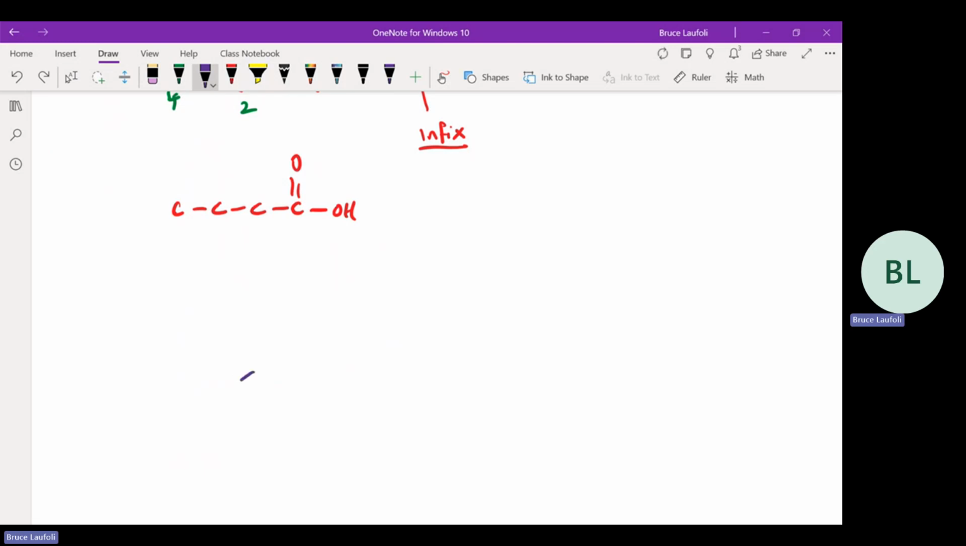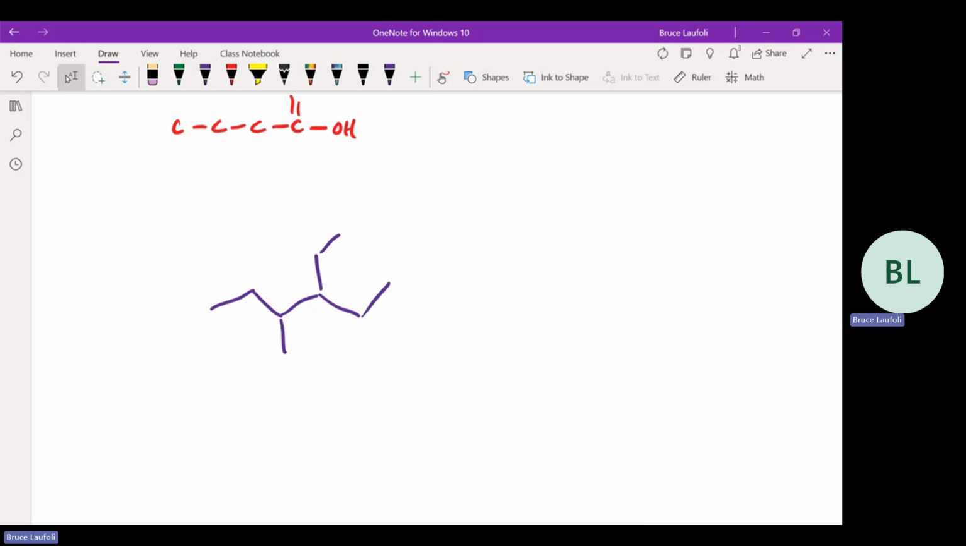Let's look at another example. Let's try and determine what's the longest chain. 1, 2, 3, 4, 5, 6. 1, 2, 3, 4, 5. So we can see that the longest chain is here. 1, 2, 3, 4, 5, 6.